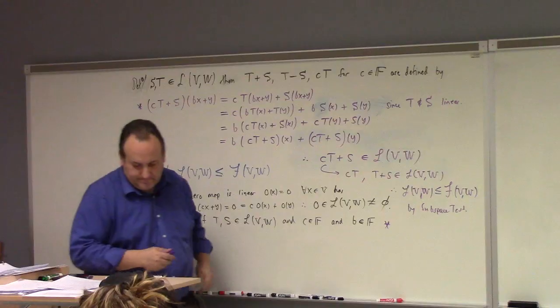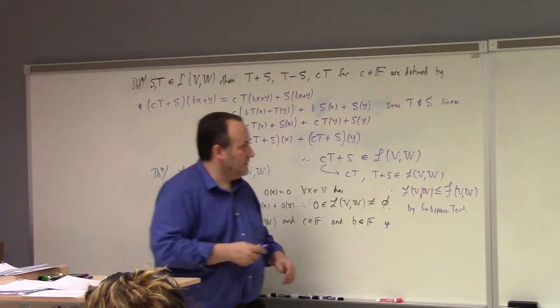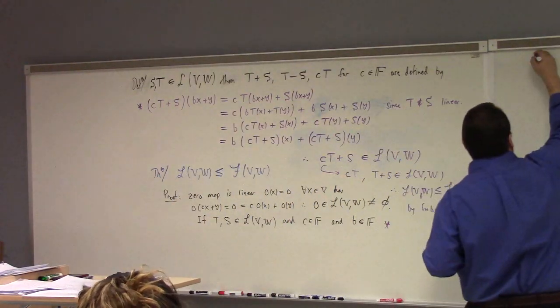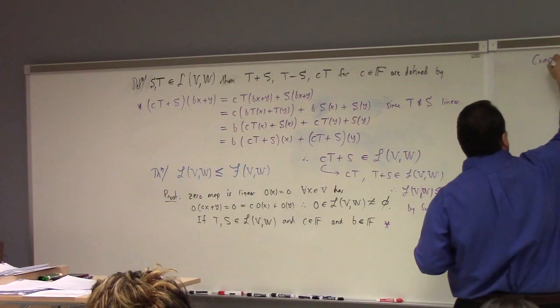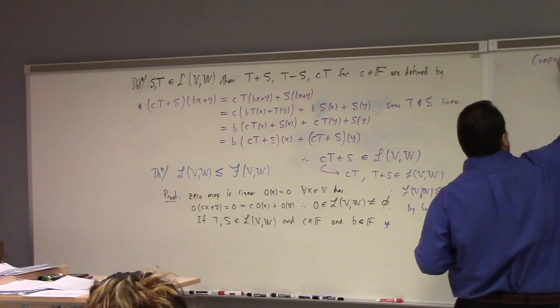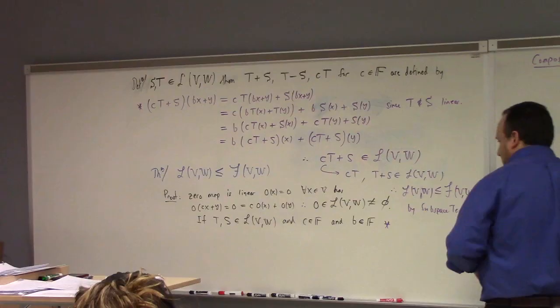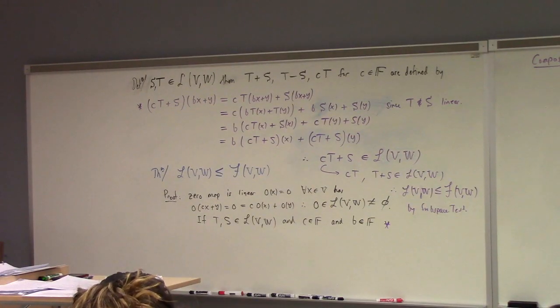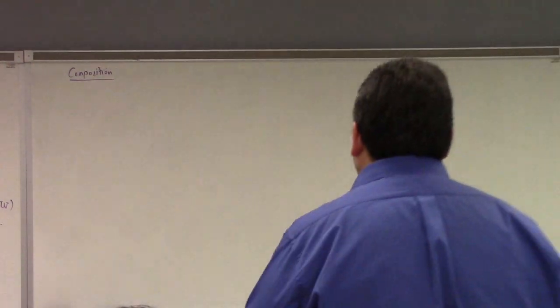Next up, talk about composition. And how should we compose linear maps? The same way we compose maps always, right? I'm not going to define it. You already know the definition of function composition, so yay. But what we will do is prove that the composite of linear maps is linear again, right?